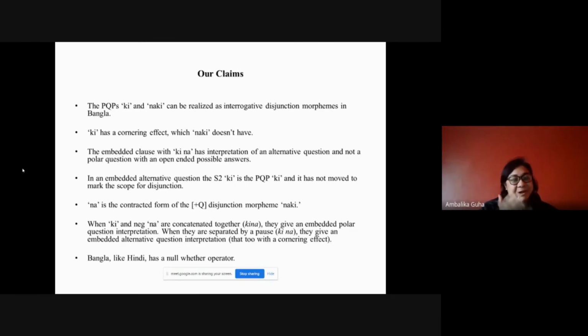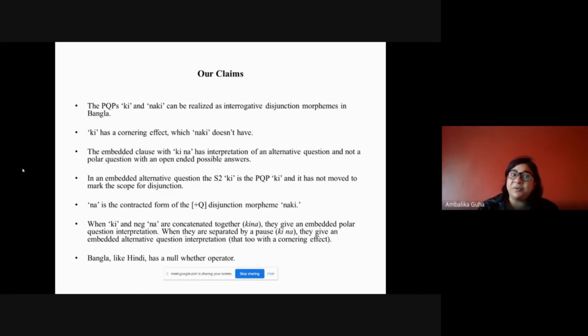The polar question particles, ki and naki, can be lexically realized. They are actually the lexical realizations of the disjunction operator, both in yes/no questions as well as in alternative questions. And the interrogative disjunction ki has a cornering effect which naki does not have, even na doesn't have. In the embedded clause structure, where ki and na occur separately with a pause in between, it has an interpretation of alternative question.